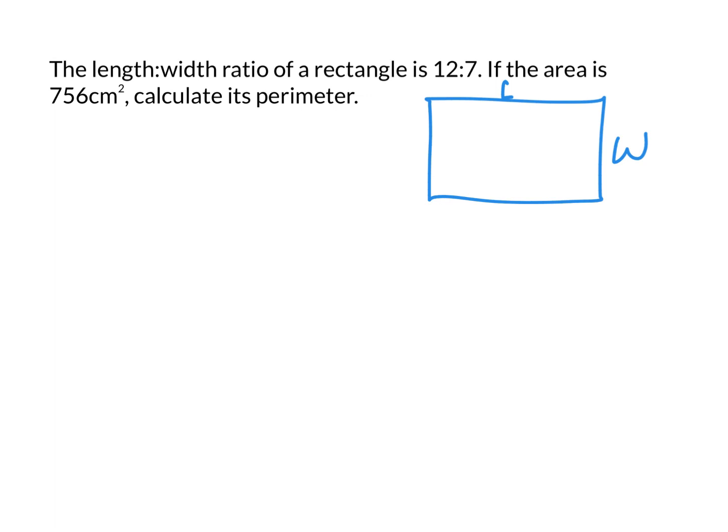Because I don't know what they add up to, I can't use the process of dividing a quantity in a given ratio. But what I know is this: if the ratio of length to width is 12:7, that means I can write the length as 12 times a number and the width as 7 times that number. That's essentially what it means to be in the ratio of 12:7. 12 times a number, 7 times that same number. So if the area is 756, I have length times width equals 756.